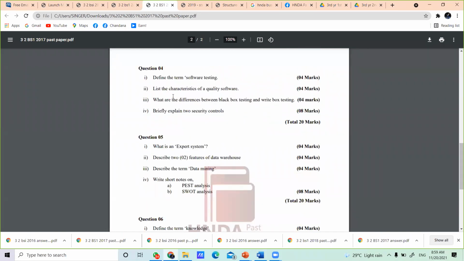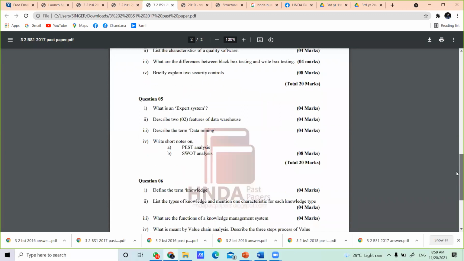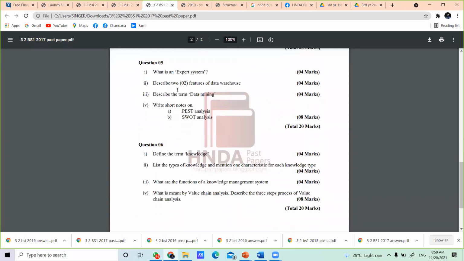Look at question number 4. This one also has very one-line questions. Define the term software testing, then the characteristics of quality software. And then the last, question number 5: What is an expert system? Describe two features of data warehousing. Describe the term data mining. They are only asking for definitions.